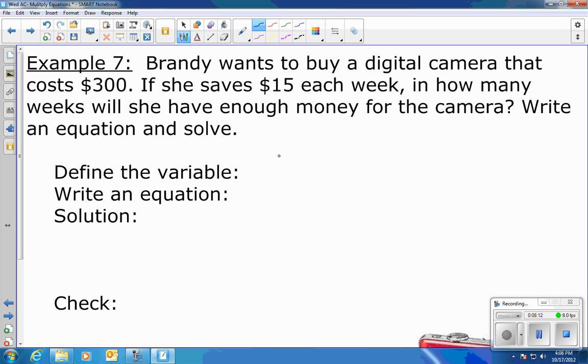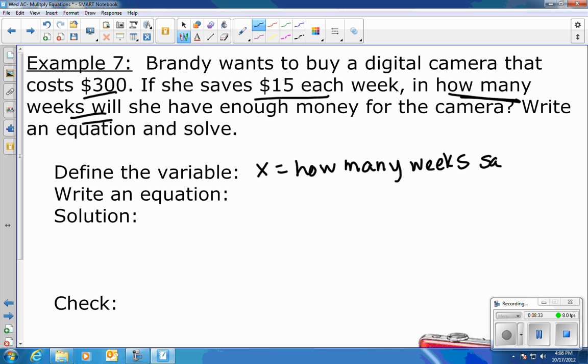Next example says Brandy wants to buy a digital camera that costs $300. She's going to save $15 each week. In how many weeks will she have enough money for the camera? So X represents how many weeks saving, or you could have just said weeks saving. And that X is going to get multiplied by $15 because it's $15 each week. And that should give me my total cost of $300.